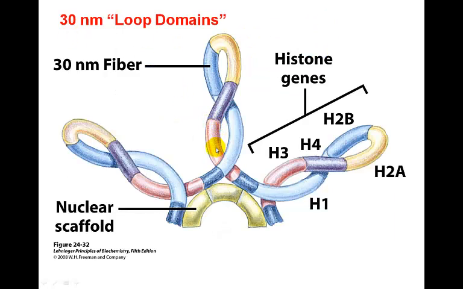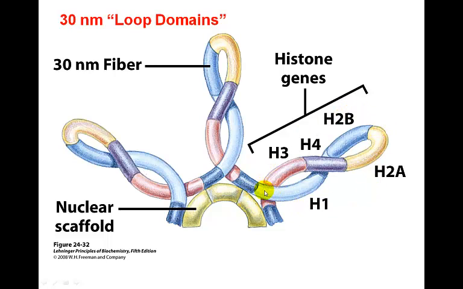So this is called a loop domain. Here's a 30 nanometer fiber. Here are our histone genes. What we often find in 30 nanometer fibers is families of similar genes. For instance, we could have beta globin genes in one of these loop domains, and alpha globin genes in another loop domain. This loop domain contains the genes for the different histones. So H3, H4, H2B, H2A, H1 are found in this loop domain.